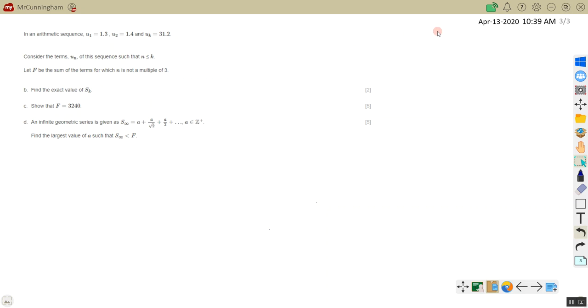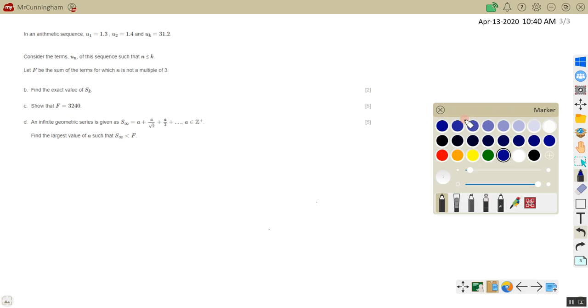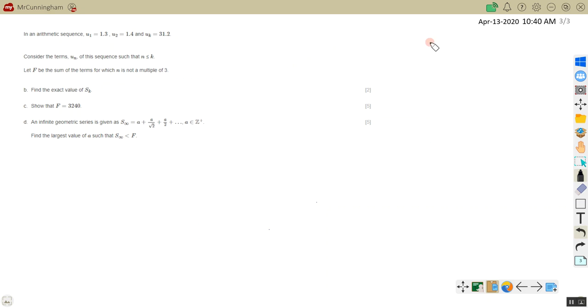Hello SL and HL. I've had a request to do a couple of more difficult type arithmetic and geometric sequence questions. I just pulled this one up. This is an exam question. It is from a paper 2. Let me just write that down.